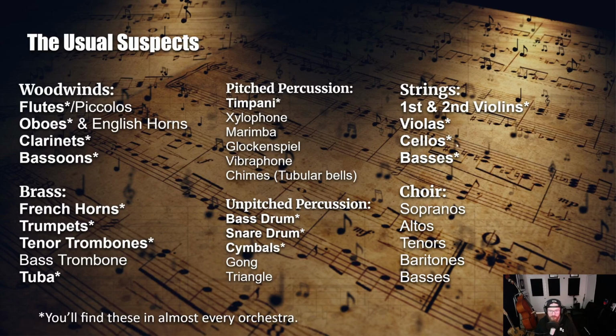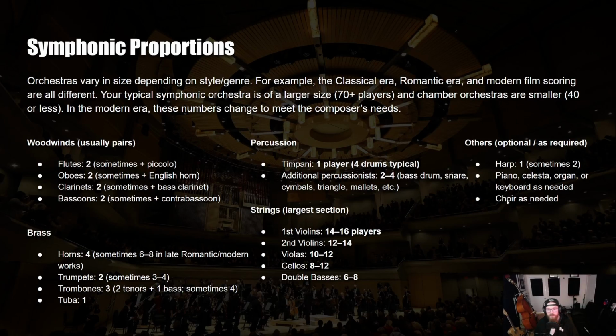You don't have 4. And then choirs. Again, choir's not always there: sopranos, altos, tenors, baritones, basses. That's typically how it would be arranged. So, symphonic proportions. Orchestras vary in size depending on style, genre.